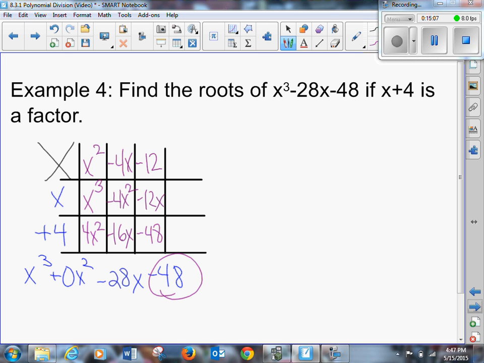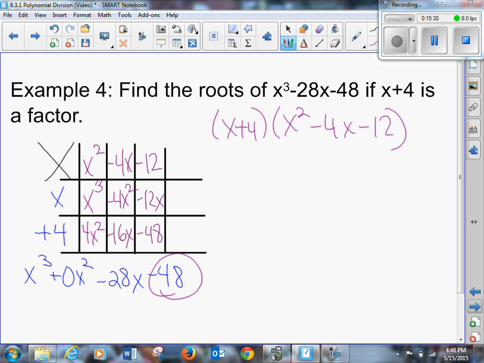So we know that, again, we divided correctly and have a remainder of 0. So find the roots. We need to do a few steps here. What I found so far was that x plus 4 times x squared minus 4x minus 12 is sort of the first level of factoring for the given polynomial. Now, our job is to find roots.